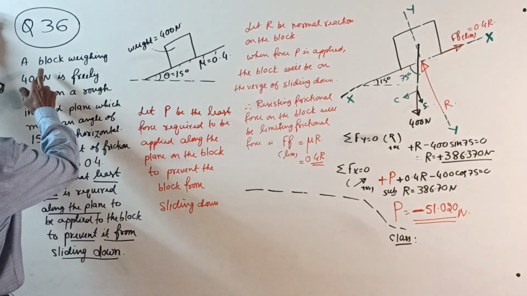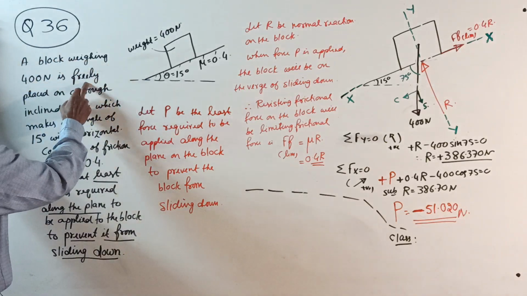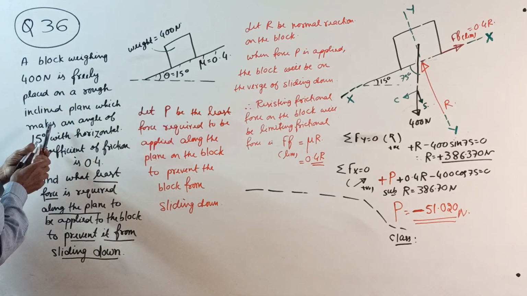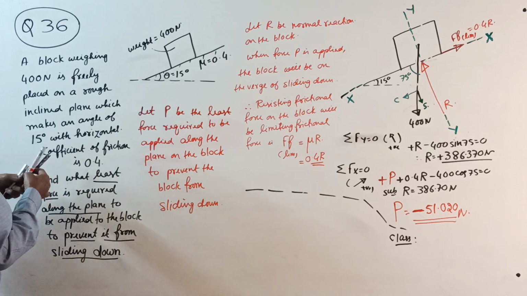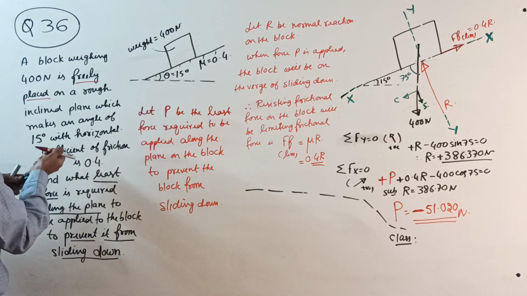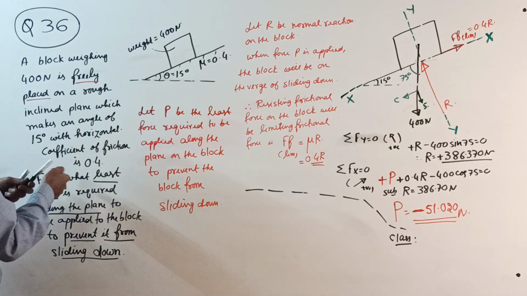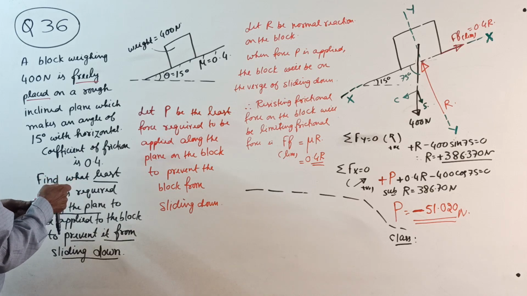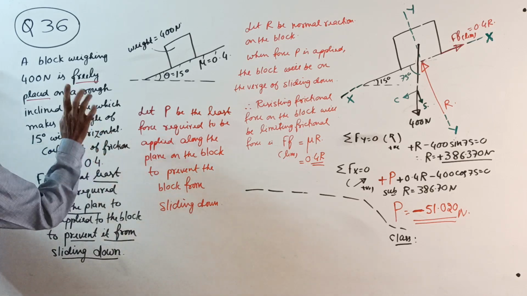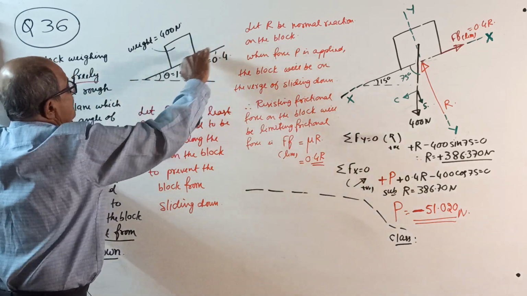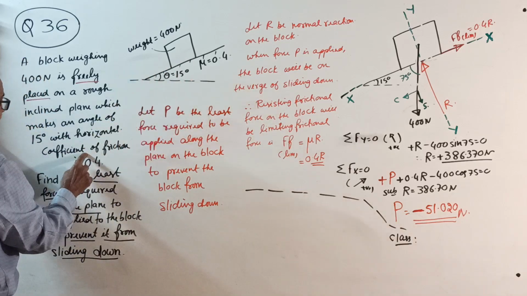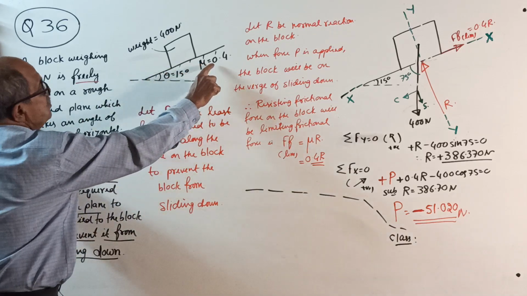A block weighing 400 Newton is freely placed. I already told you the meaning of freely placed, so many times. Freely placed on a rough inclined plane which makes an angle of 15 degrees with the horizontal. Then the coefficient of friction is 0.4. So this mu is 0.4.